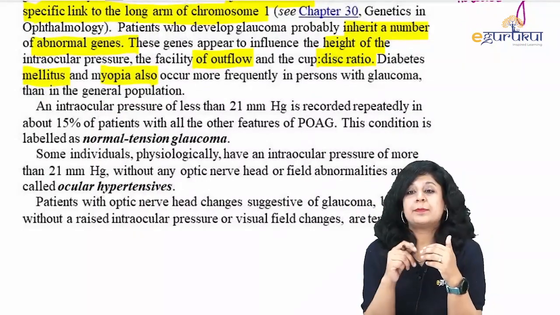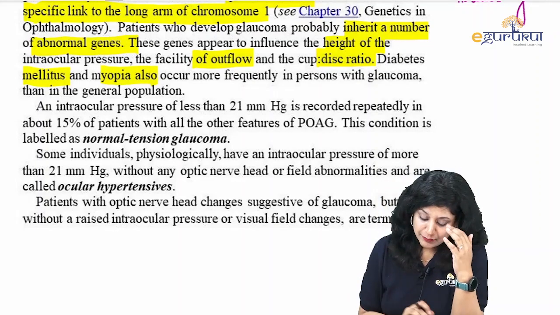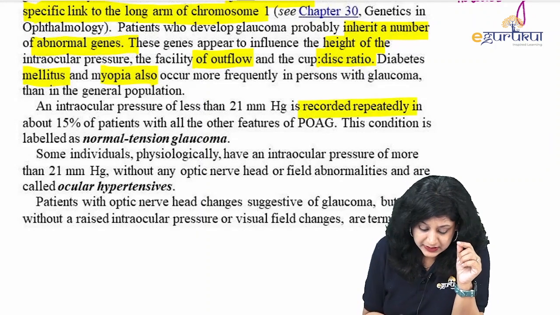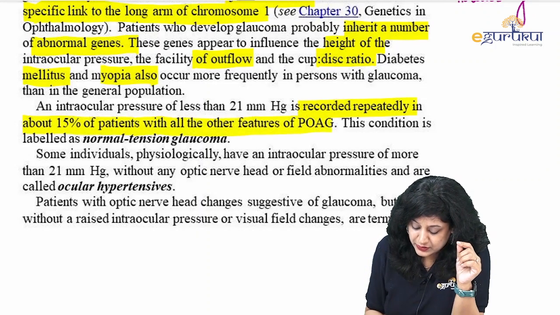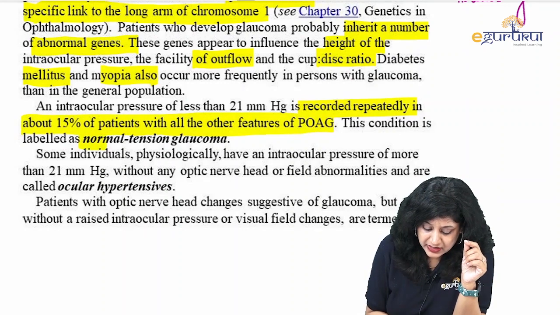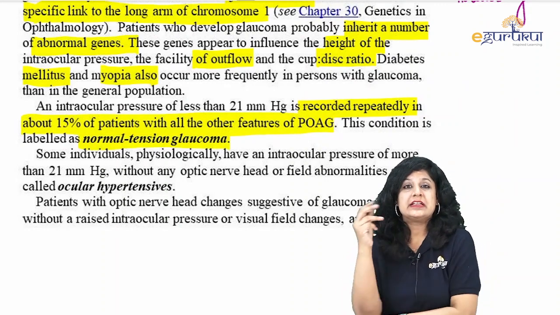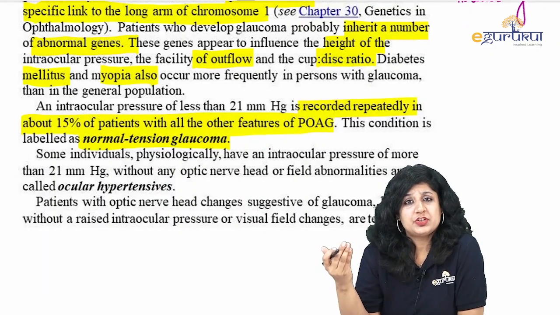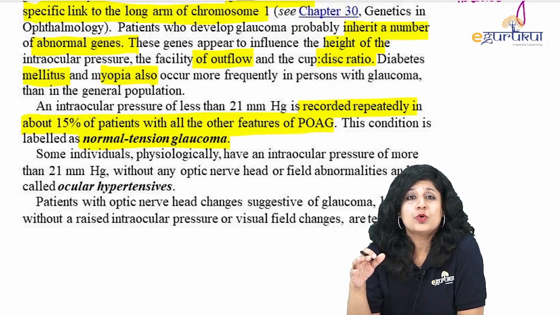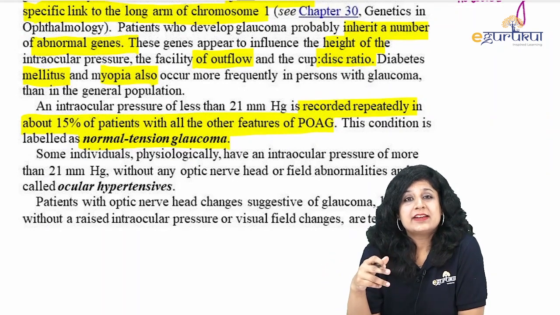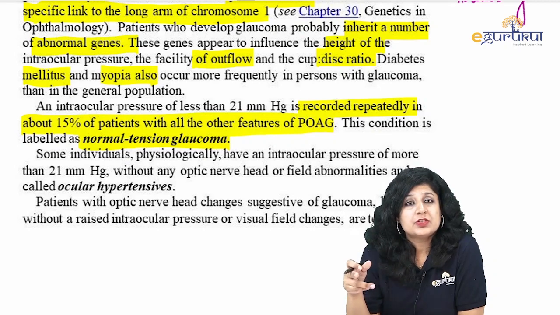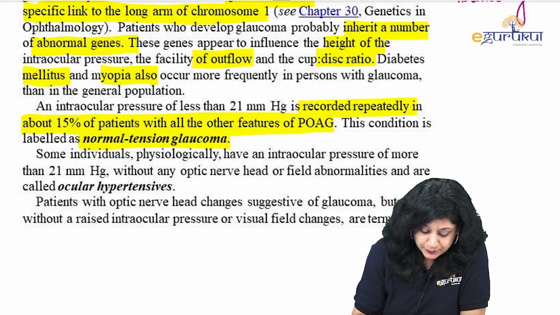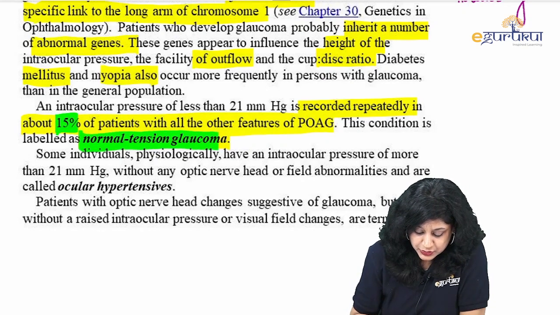Now, intraocular pressure of less than 21. If I have an intraocular pressure which is less than 21, recorded repeatedly in about 15% of patients with all other features of open angle glaucoma, this is nothing but normal tension glaucoma. Recently in the INI CET examination also there was a question on ocular hypertension. They have a trend of asking about glaucoma, especially open angle. So in that category we have open angle glaucoma, normal tension glaucoma, as well as ocular hypertension. Out of all, 15% of the patients will have normal tension glaucoma.